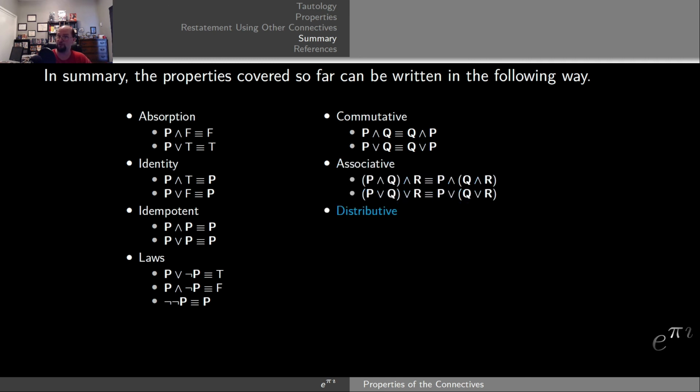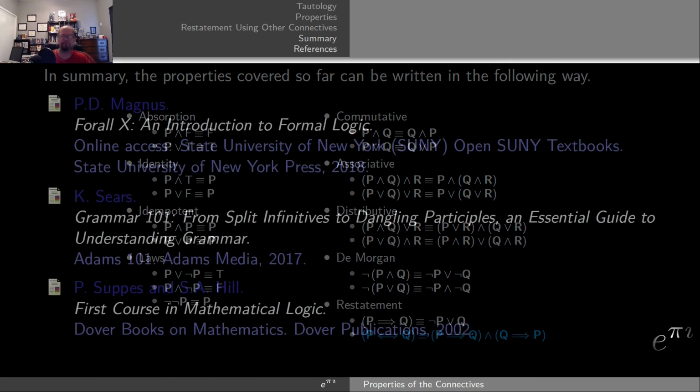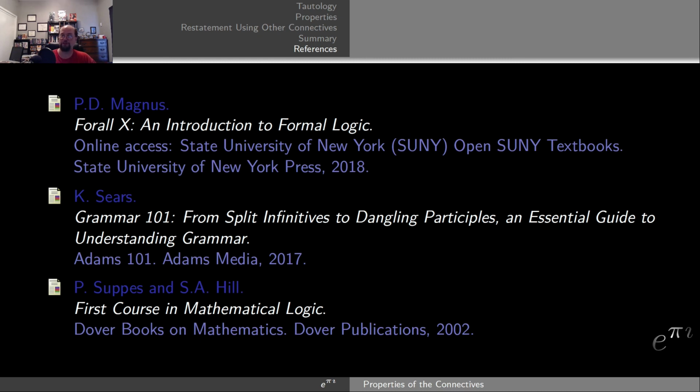We also have the distributive laws for conjunction and disjunction over each other. We also have De Morgan's laws for conjunction and disjunction. We also have the restatements of the implication and biconditional in terms of the other connectives. And that's where we'll stop for today. Next time we'll pick up with properties of the implication.